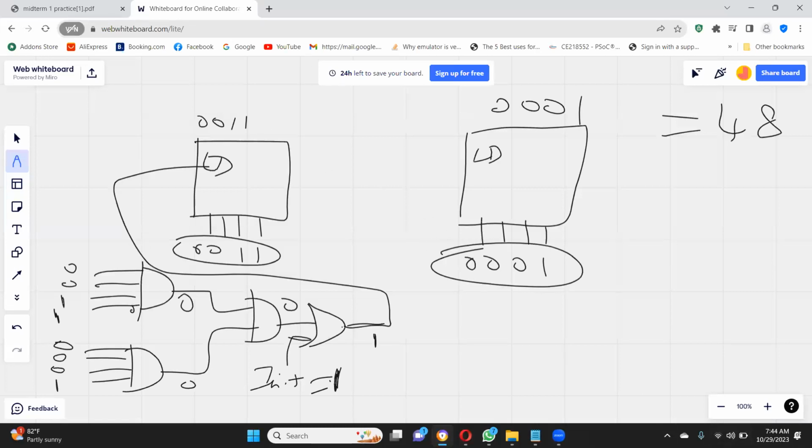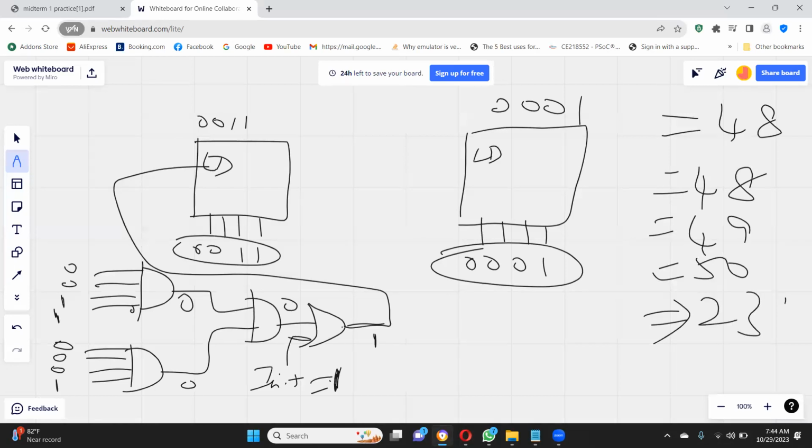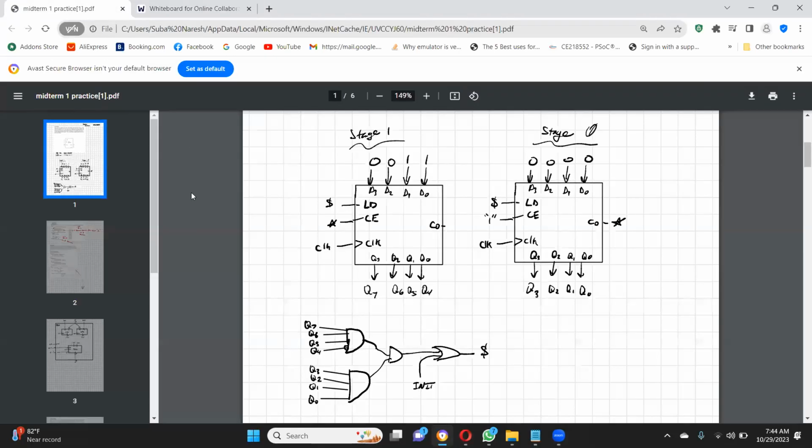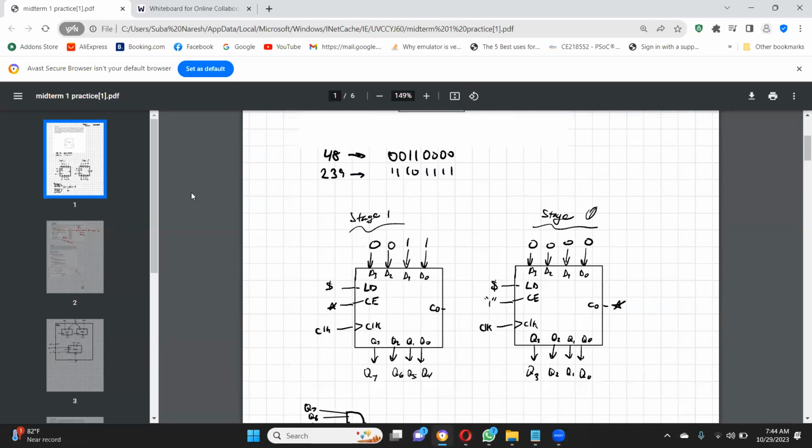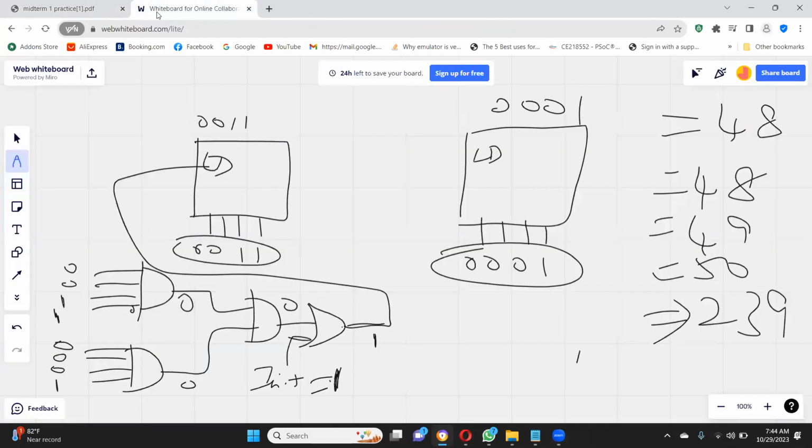So how does it start counting then? Can you draw that and show me that? I have just loaded it. Now I have to start counting it, right? Now I got the initial value 48. Now it will start counting from 48, 49, 50, and goes on. When it reaches 239, it has to stop, right? What is 239? 1110, 1111, right?